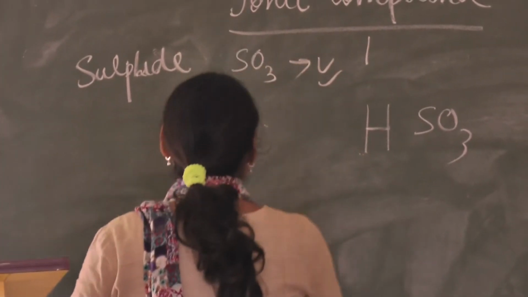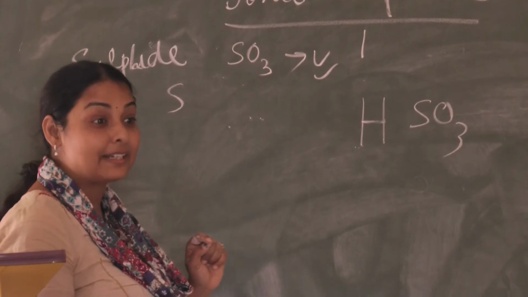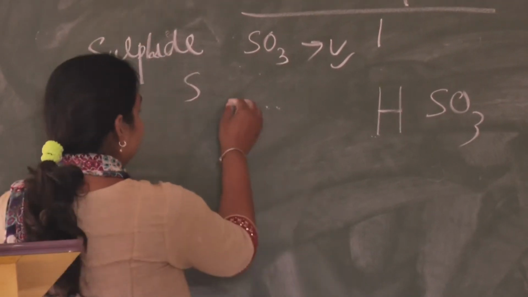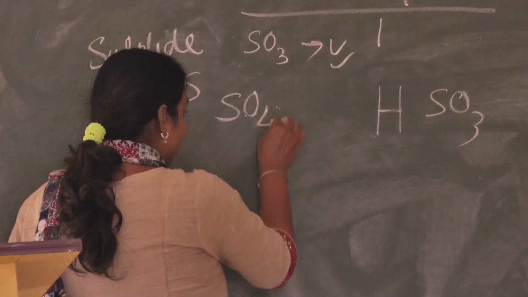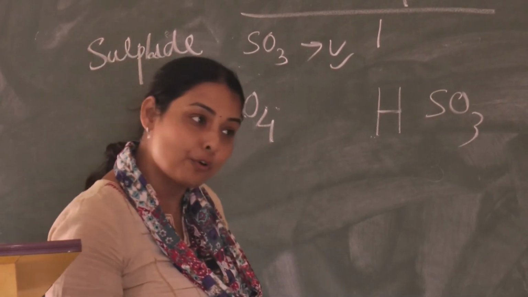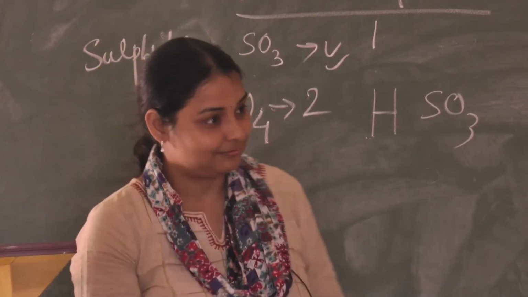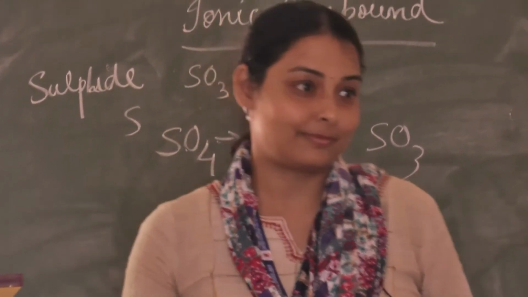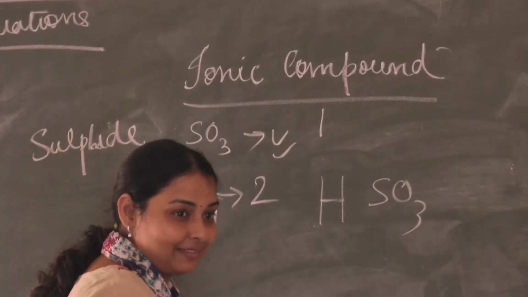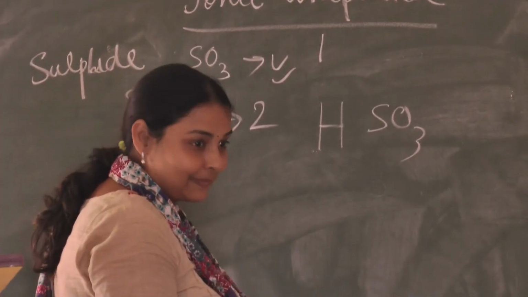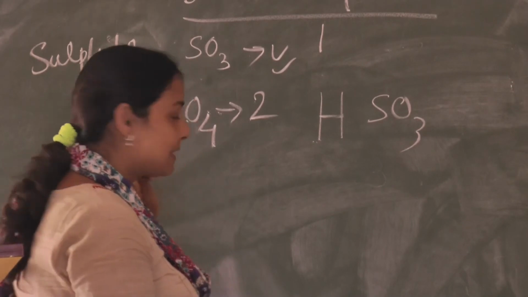Clear? Then comes sulfate, that is SO4. Sulfate, SO4. It is having valency 2. Is that clear to you? Got it? So, sulfite, sulfate. This part is clear? Yes, ma'am. Okay. This is okay for you.